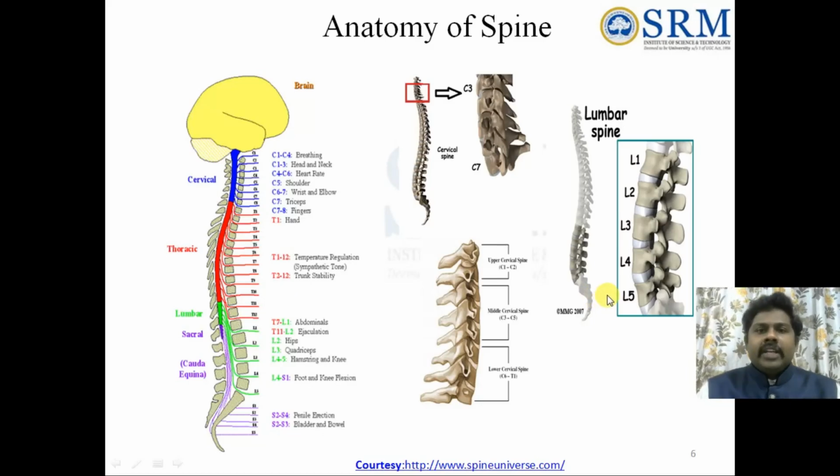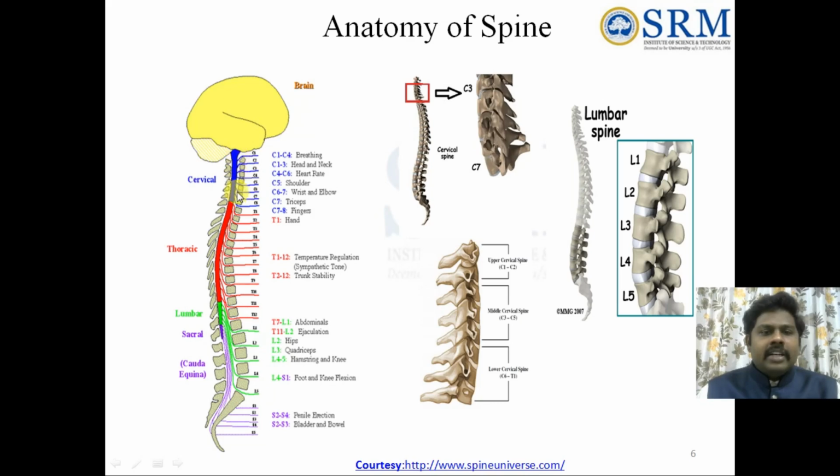Next, coming to our area, the anatomy of the spine. If you take the spine, this is our head, which we call the skull structure. The skull is connected with the spine. This is the spine, and this is the starting place of the spine.